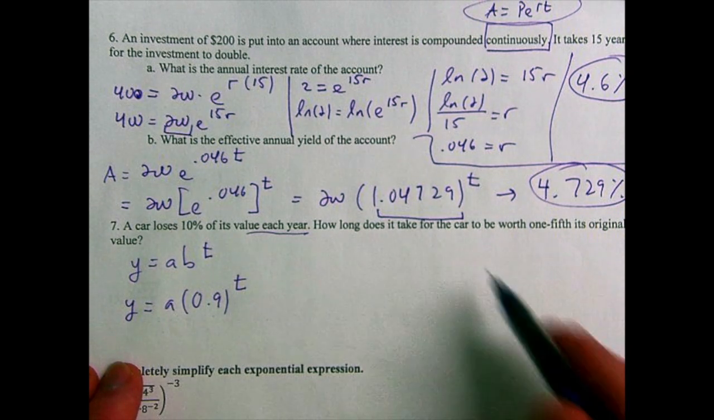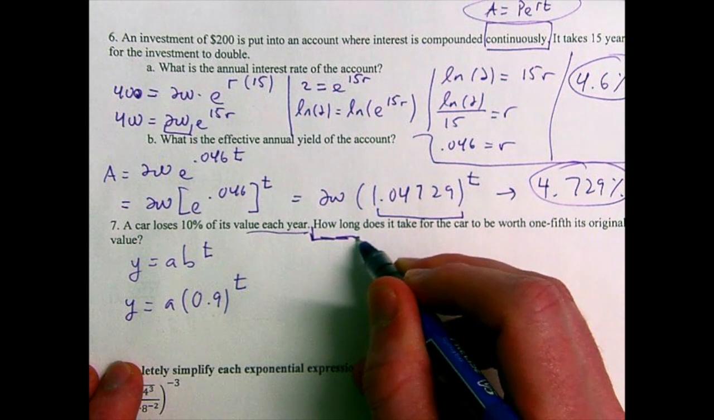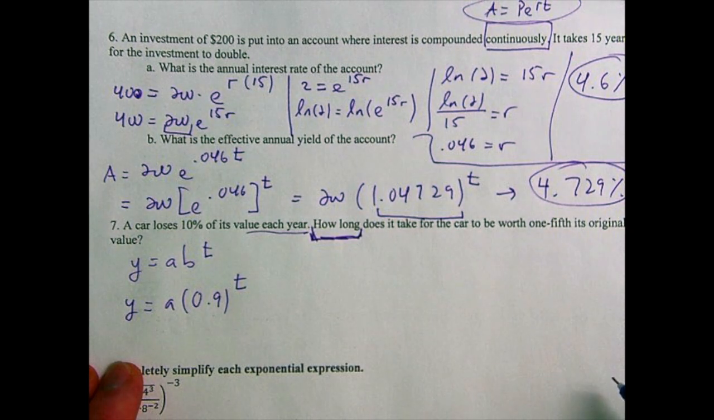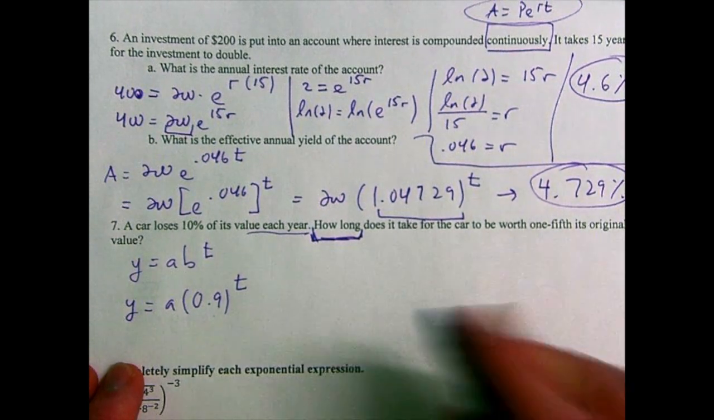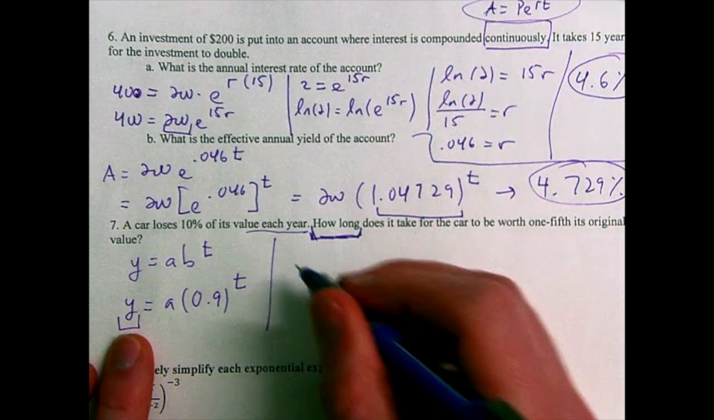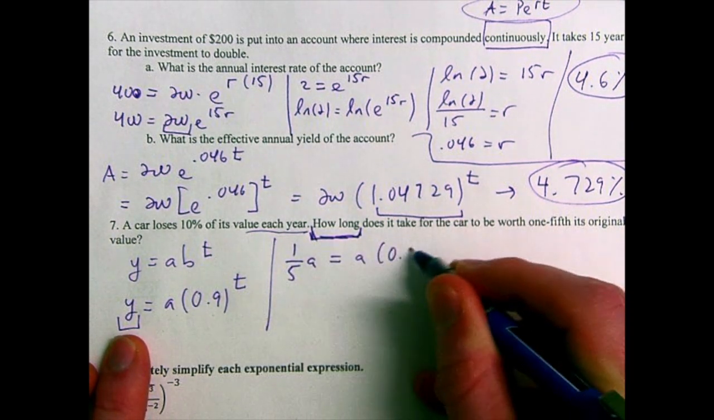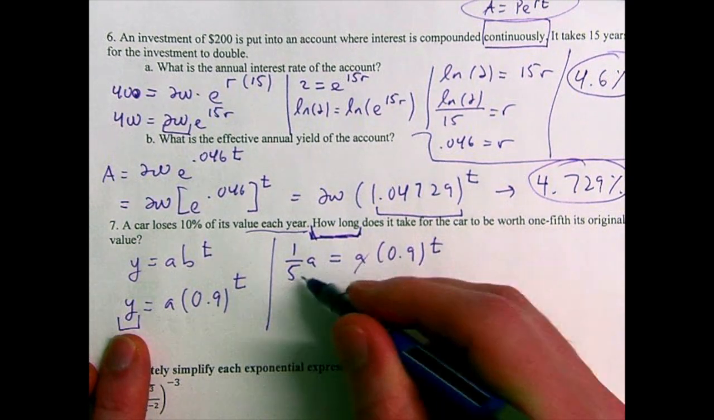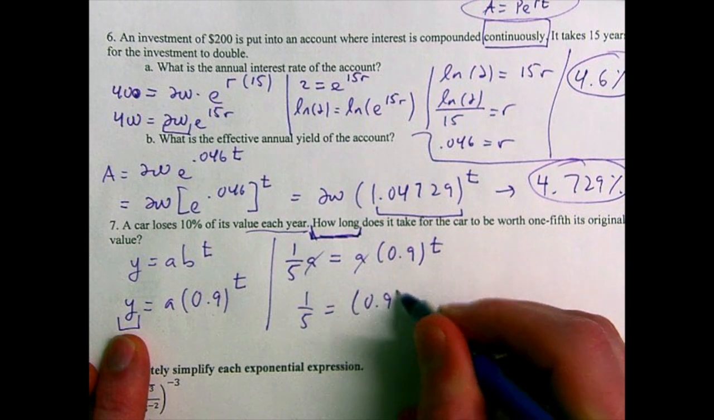How long does it take for the car to be worth 1/5 of its original value? Since the question is saying how long, t is definitely going to be the unknown that we're trying to solve for. We want to know the time associated with the current value being 1/5 of the original value. Y is the current value. We want that to be 1/5 of the original value, so replace y with 1/5 a. So I now have this equation. As usual, the a's can be divided off. So I have 1/5 is equal to 0.9 to the t.